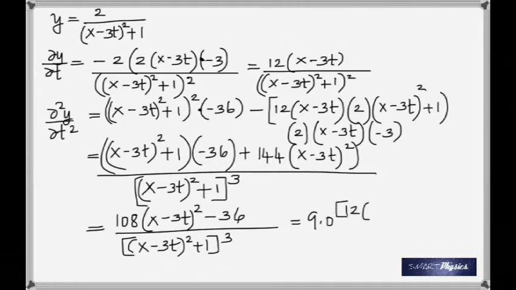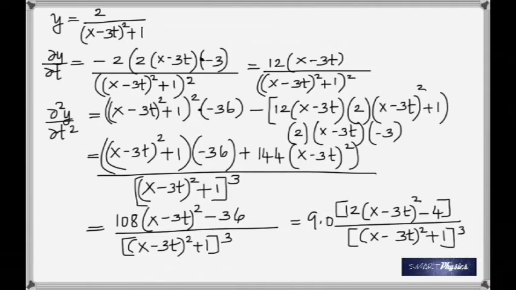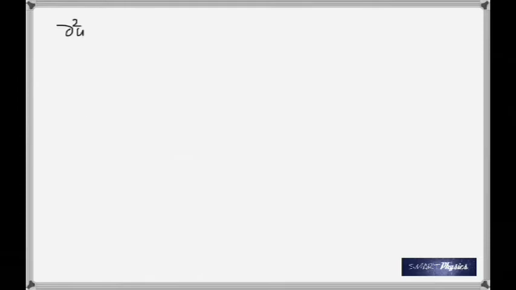Now that can be written as 9 times, because 9 is a common factor. So when you put it this way, and when you compare ∂²y/∂x² with this, you see that ∂²y/∂x² is 1/9 ∂²y/∂t².